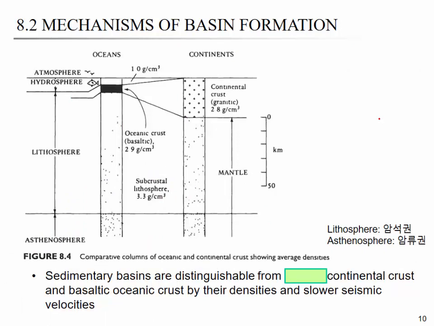And the continental crust and the oceanic crust are very different because their main chemical components are different. Continental crust is granitic, made of granite, and the density is about 2.8. The oceanic crust is made of basalt, so it's 2.9. So oceanic crust is heavier. It's not much, but there is a density difference. So we have granitic continental crust and basaltic oceanic crust.